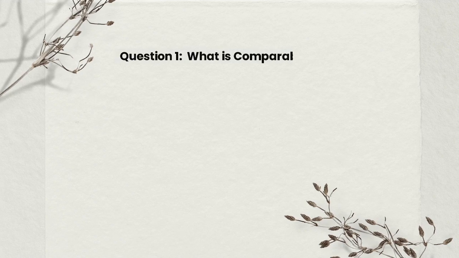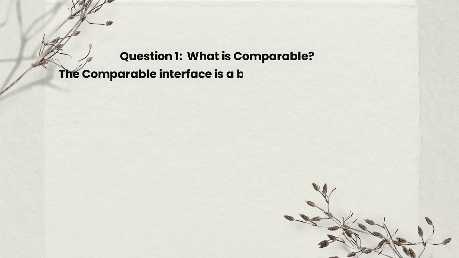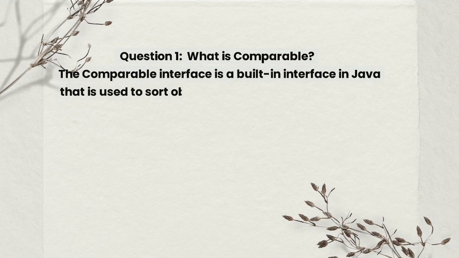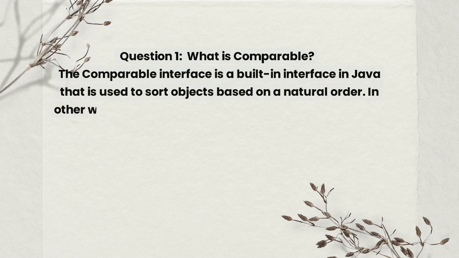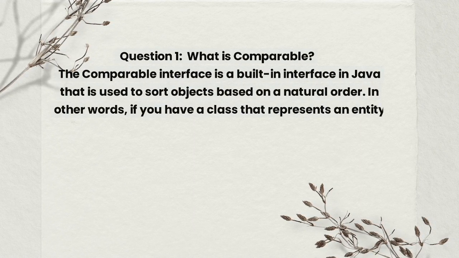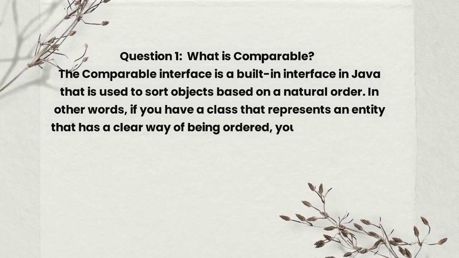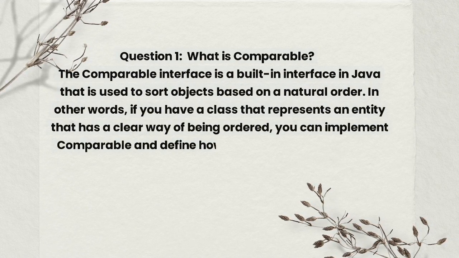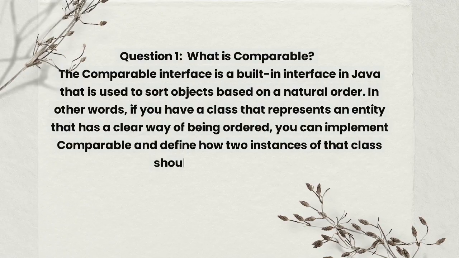Question 1. What is Comparable? The Comparable interface is a built-in interface in Java that is used to sort objects based on a natural order. In other words, if you have a class that represents an entity that has a clear way of being ordered, you can implement Comparable and define how two instances of that class should be compared.